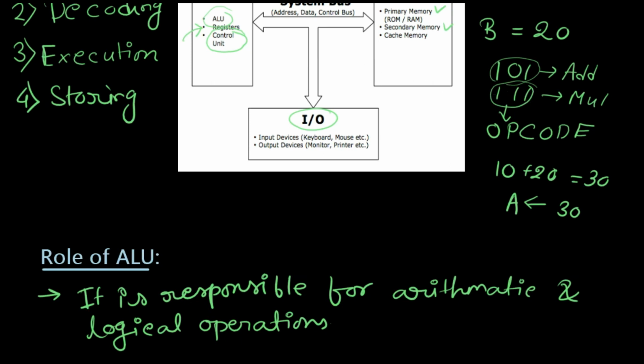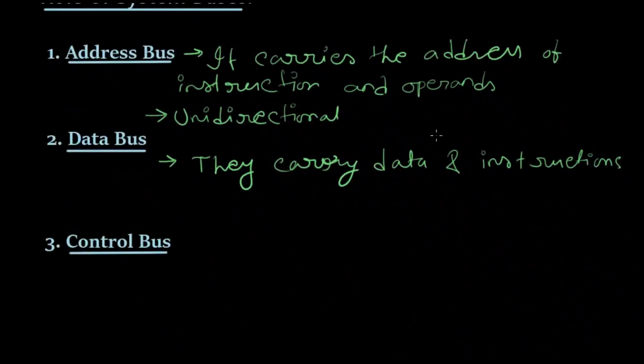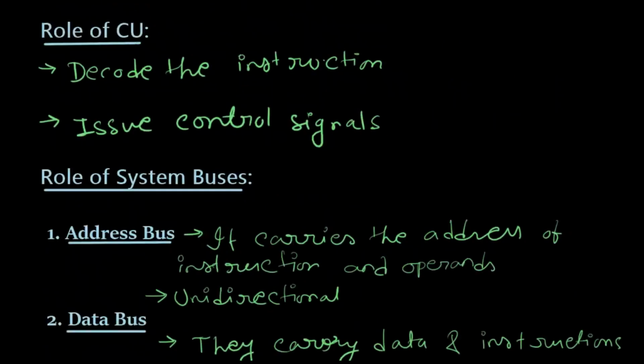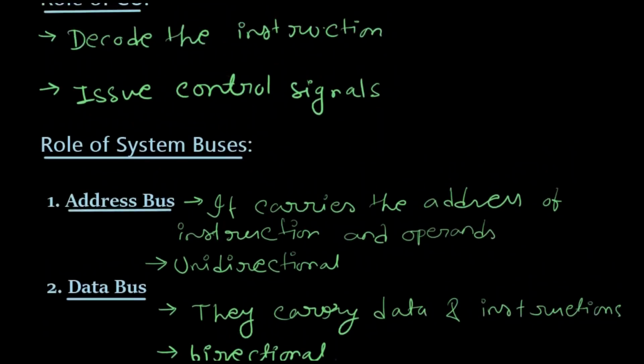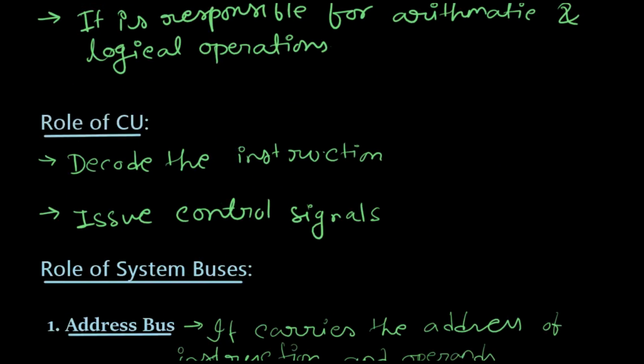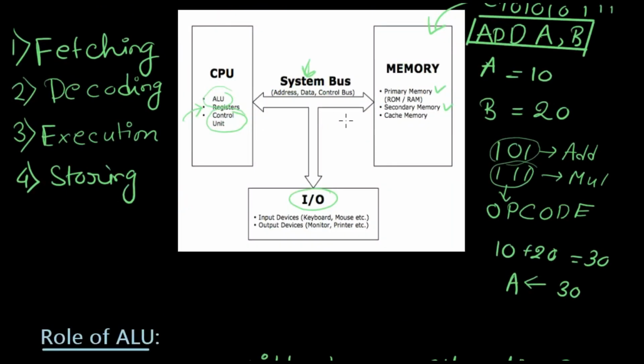And what about the data bus? The data bus is bidirectional. They are bidirectional in nature. Why? Suppose you have to store the value of 10 plus 20, which is 30, to a memory location. So 30 is data, right? How will that data go back to memory, to a new location? Through the data bus. So the data bus can carry the instructions, can carry the value of operands, and it can also write back to memory.